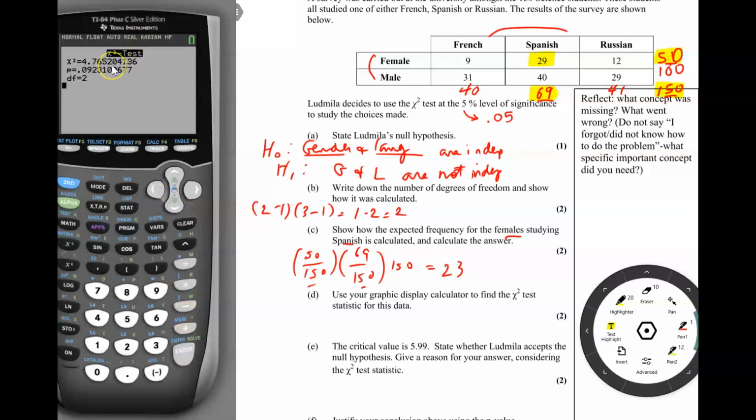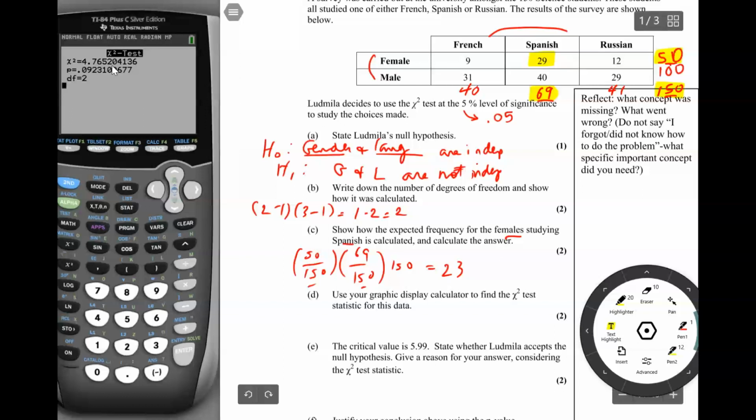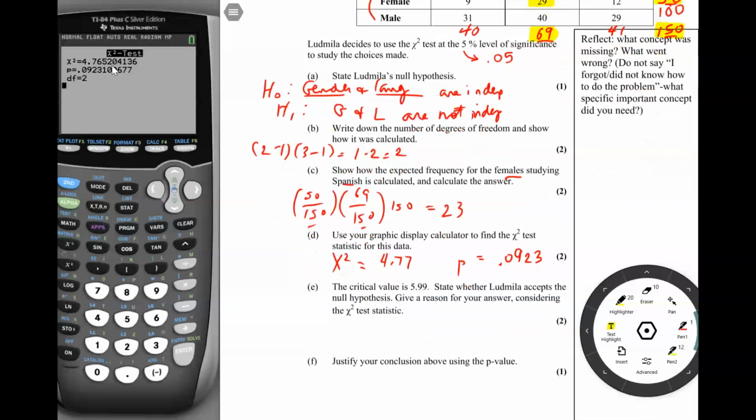Okay, so my chi-squared value is 4.77 if I round to 3 significant figures. So my chi-squared statistic is 4.77. And if they asked me for the p-value, the p-value would be 0.0923. And then I'm going to look at the next step, which tells me that the critical value is 5.99.